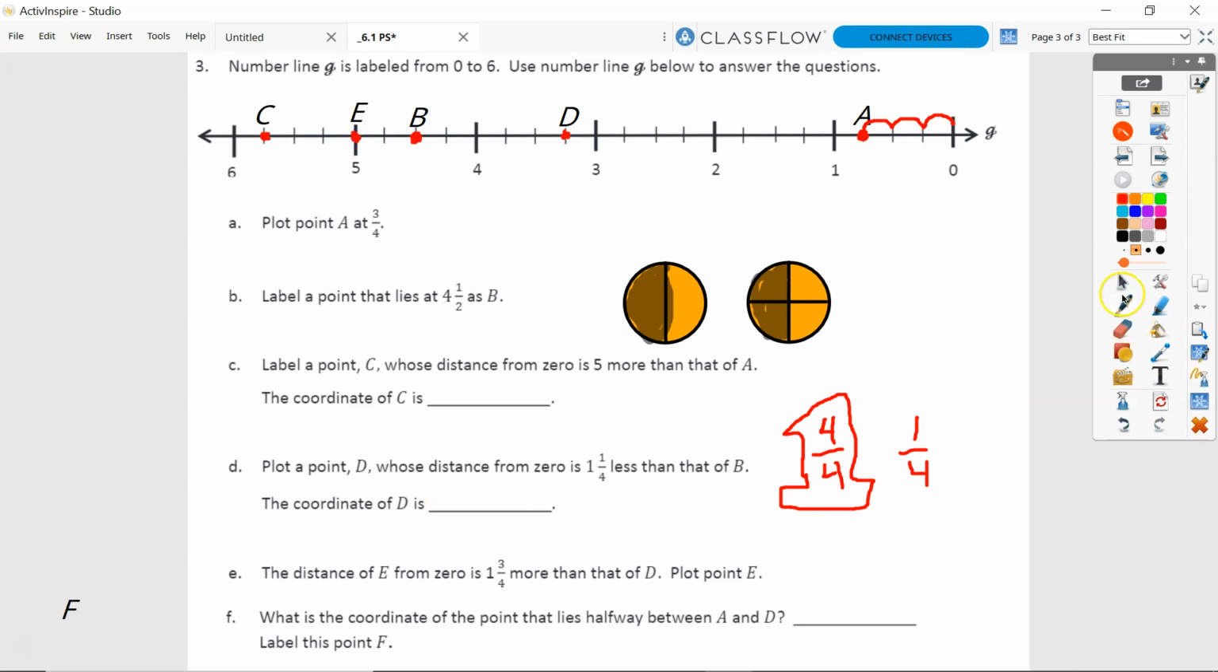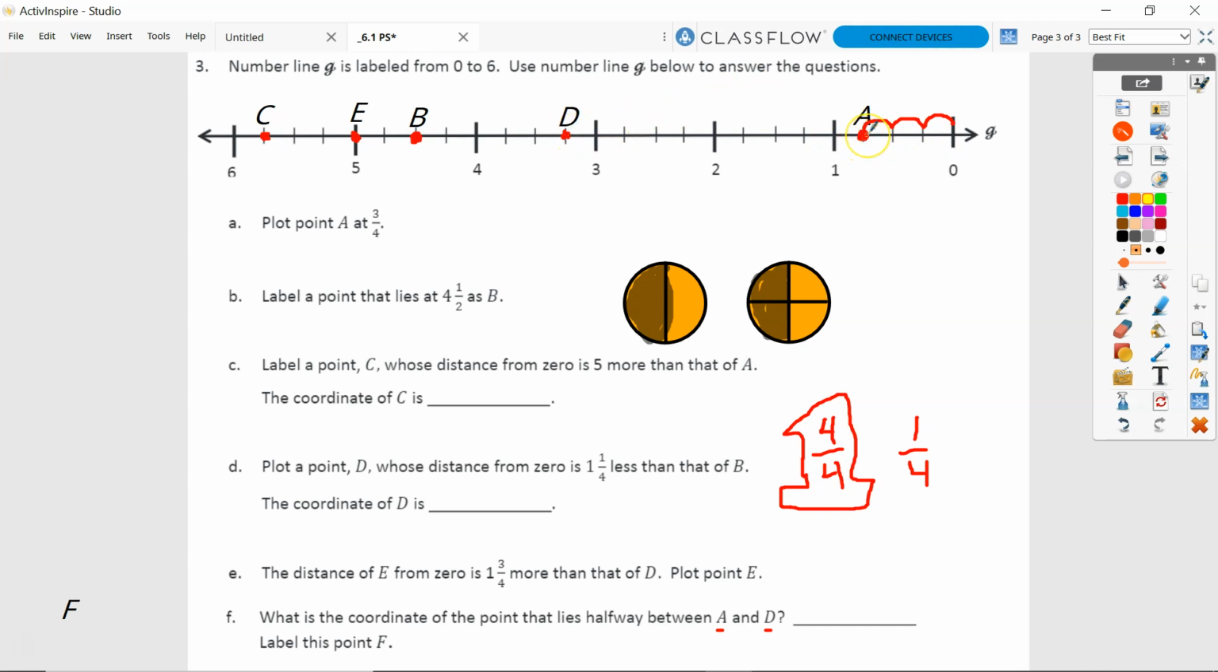All right, and finally for F, we have what is the coordinate of the point that lies halfway between A and D? So A is right here, and D is right here. So the first thing I'm going to do is count it and say, well, how many jumps from A to get to D? Let's go ahead and do that. So 1, 2, 3, 4, 5, 6, 7, 8, 9, 10. It takes me 10 jumps to get from A to D.